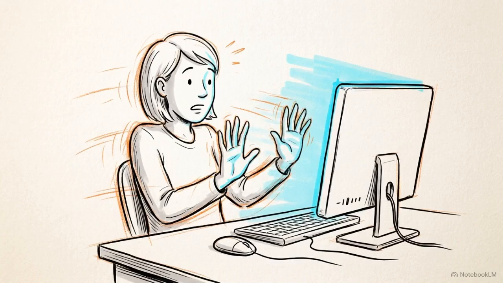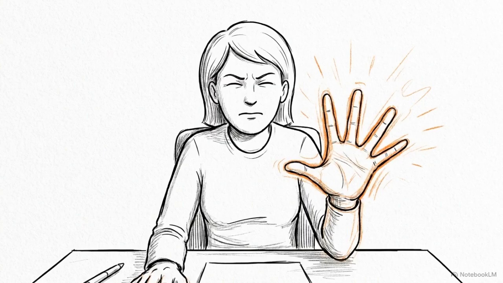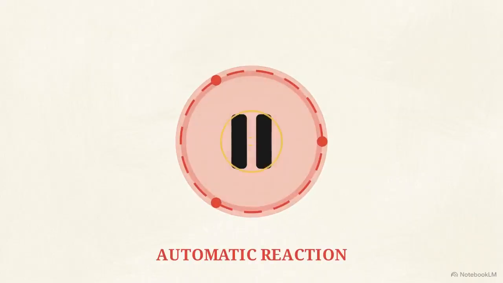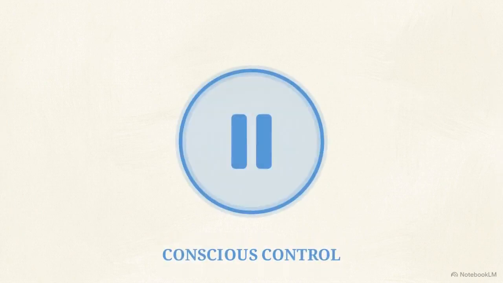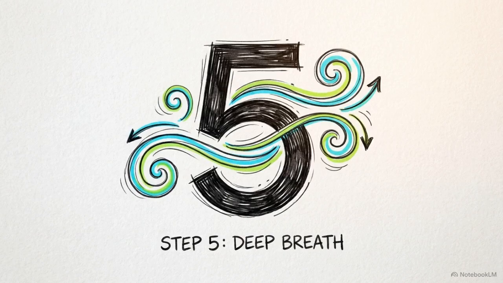Step 2 is the 5-count halt. This is the immediate action you take the millisecond that curveball hits. You must stop all physical movement and count slowly from 1 to 5. This deliberate pause prevents the brain from following its automatic knee-jerk reaction. Once you reach 5, you move directly into Step 3, the 5-breath reset.